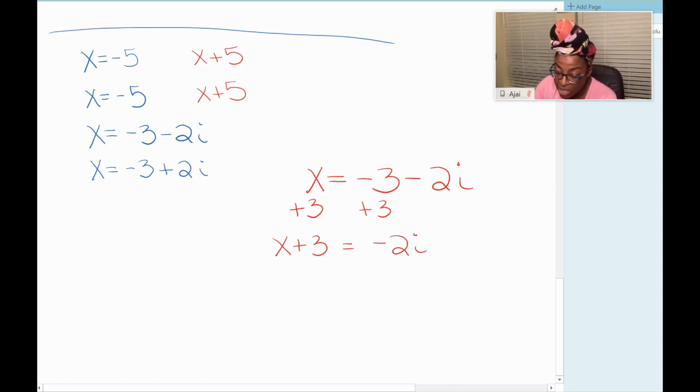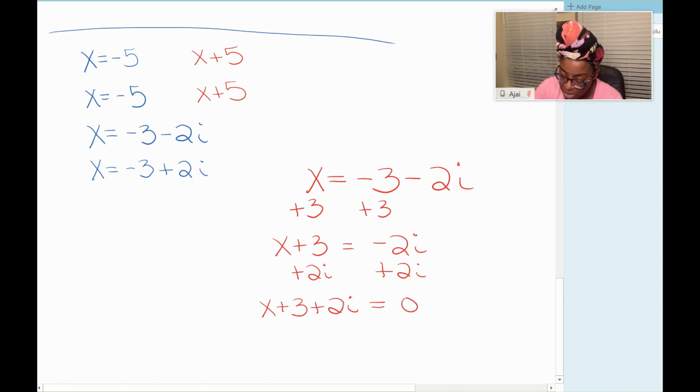But now I need to also move the 2i. So I add the 2i. And so what I end up getting is x plus 3 plus 2i equals 0. So I have 2 things that I need to move over to the other side. I had to move the 3 by adding it, and then I had to move the -2i by adding it as well. And this is the factor that I get.